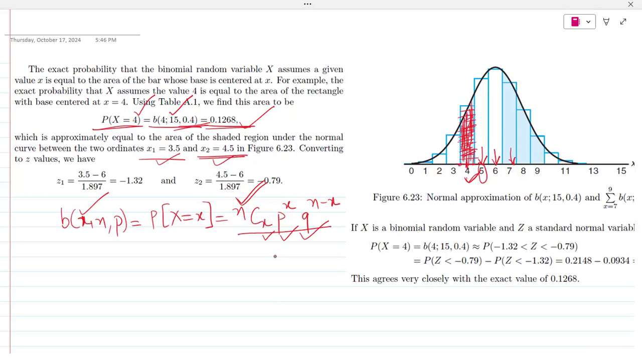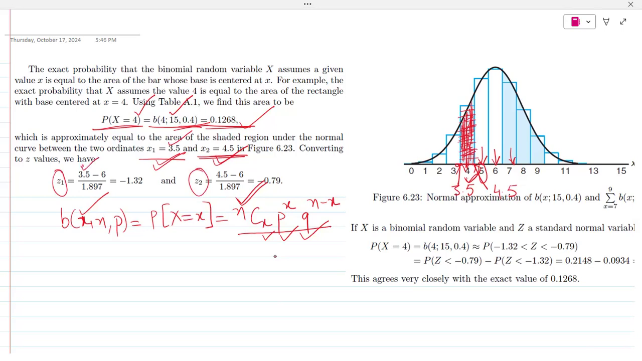So what will be this point? I am talking about this point. This point will be 3.5. And what will be this point? It will be 4.5. So if I have to approximate the area under the normal curve, then I need these two points, 3.5 and 4.5. So for 3.5 and 4.5, I will have my standard normal values.